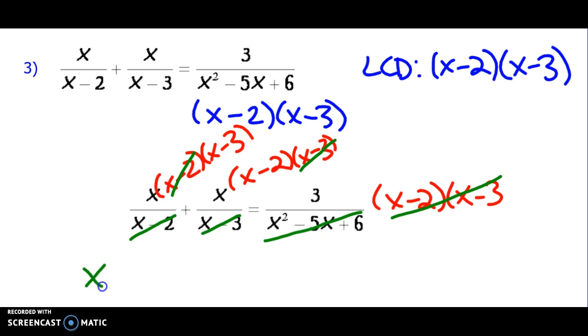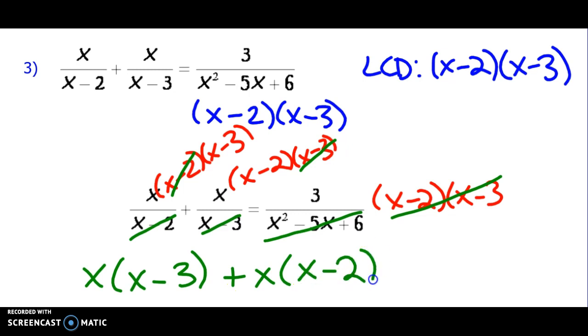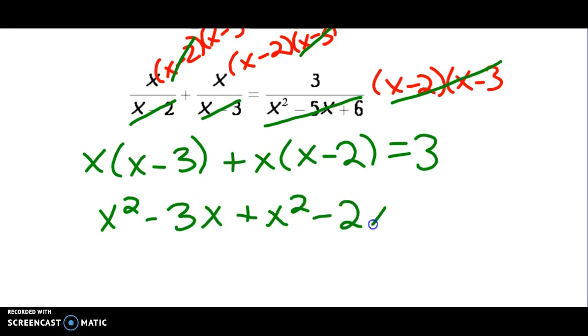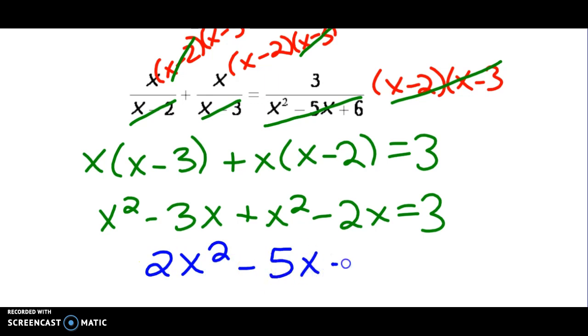So we're left with x times x minus 3 plus x times x minus 2 equals 3. If we multiply that out, we get x squared minus 3x plus x squared minus 2x equals 3. And we move all that to one side. We get 2x squared minus 5x minus 3.